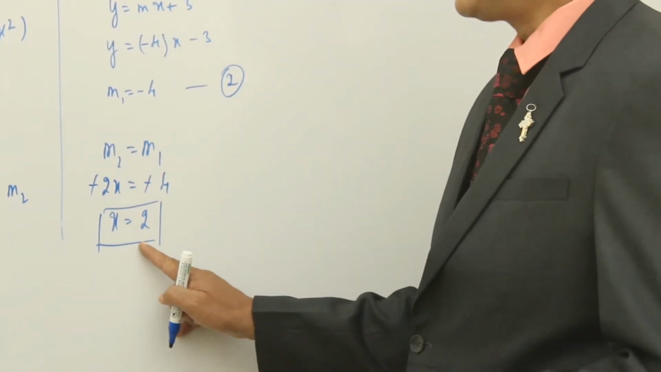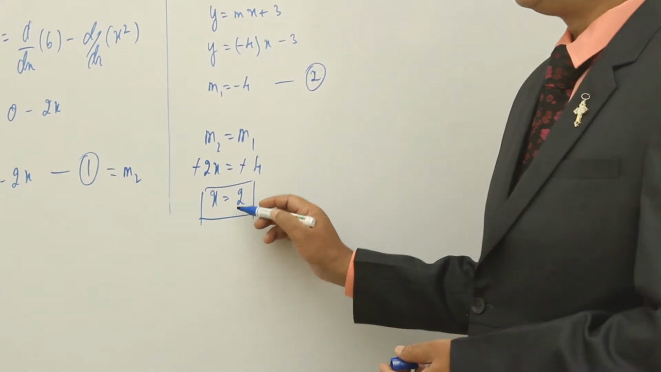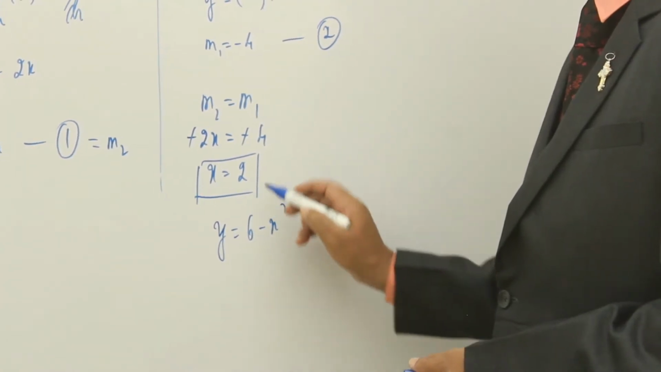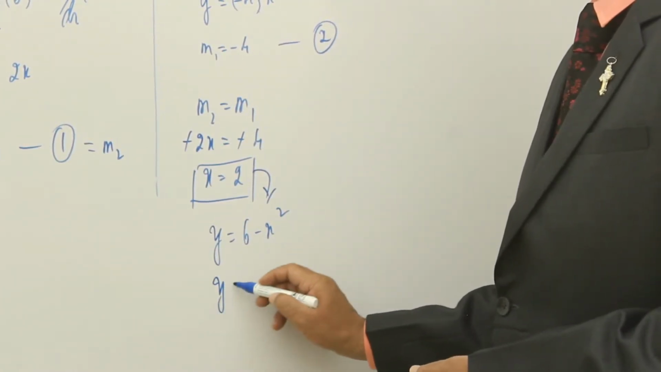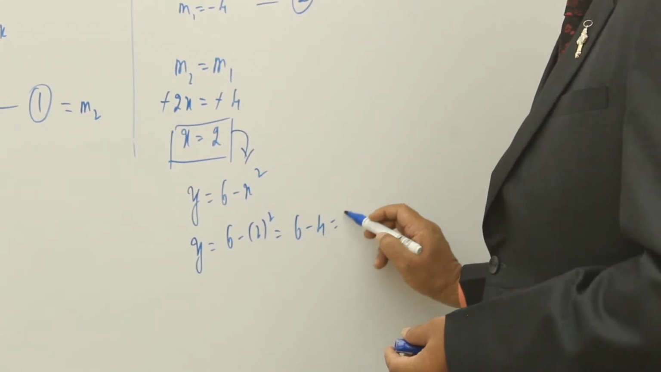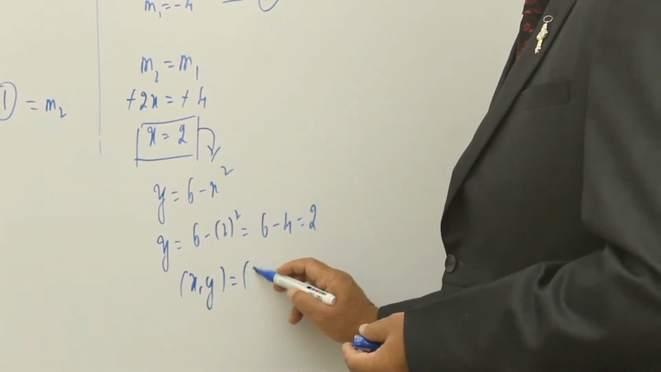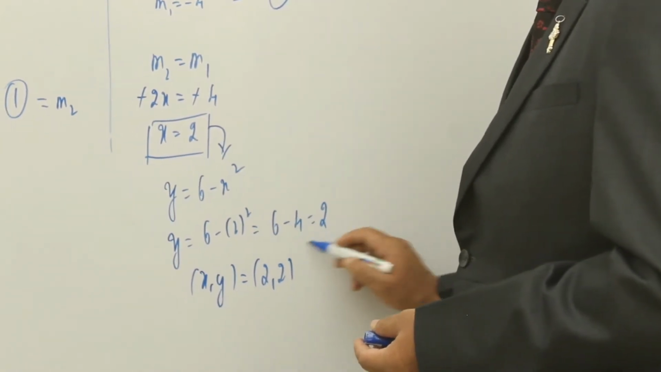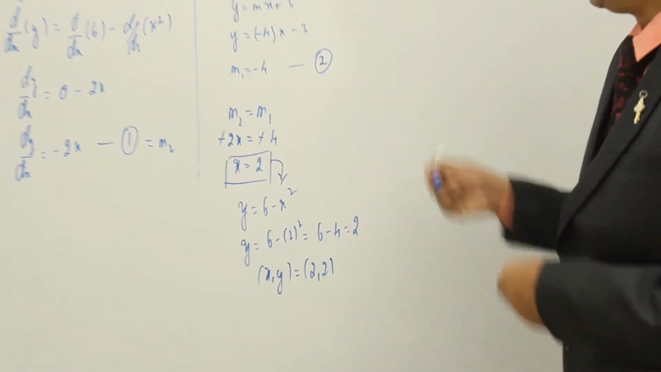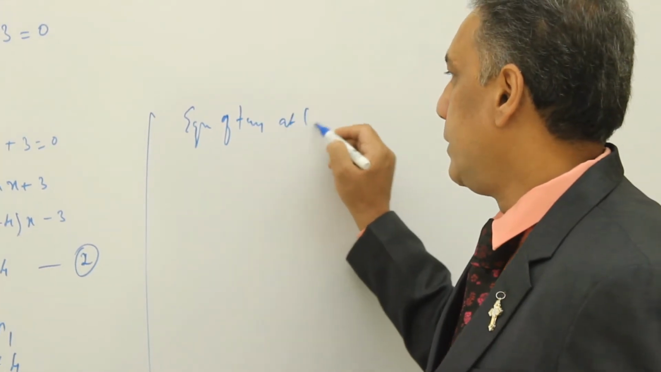So now using this x, substitute in the equation of the curve because this point lies on the given curve. The curve is y equal to 6 minus x square. So if you substitute this value here, you get y equal to 6 minus 2 square, that is nothing but 6 minus 4, that is nothing but 2. So therefore the coordinate of x comma y is nothing but 2 comma 2, because x is 2, y is also 2. So we will find the equation of the tangent at 2 comma 2.